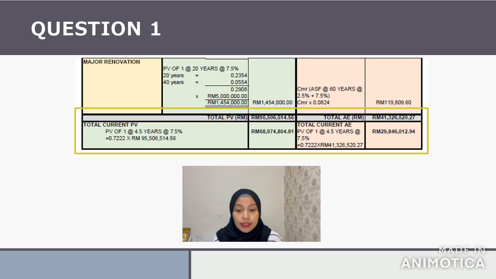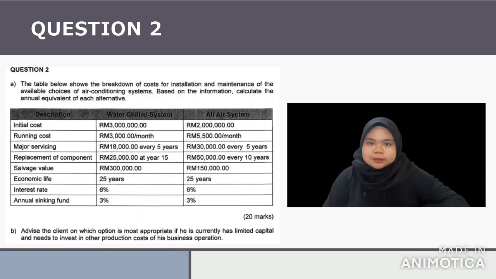For the total current of annual equivalent, we are using PV of 1 at 4.5 years at 7.5%, same as the total current of PV, which is 0.7222 times the total cost of annual equivalent, which is 41,326,520 ringgit and 27 cents, which has the new total of 29,846,012 ringgit and 94 cents.